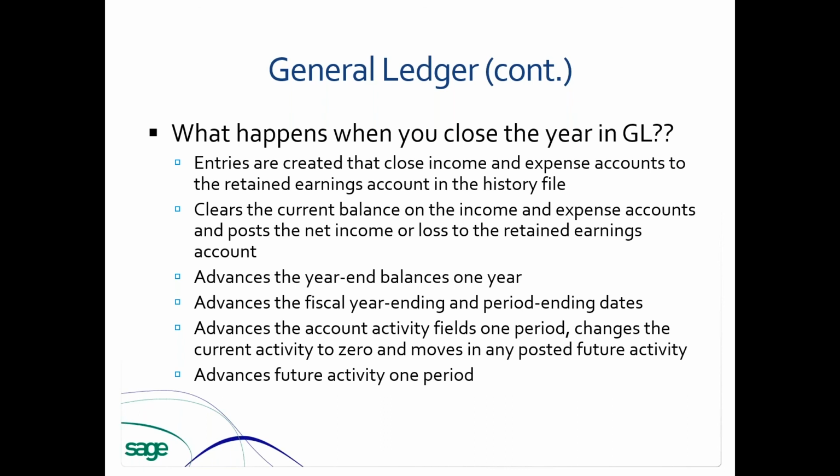It advances the dates on your prefixes by 1 month. It advances all the account activity fields by 1 month. And then anything that had been posted into the future, if that future period becomes current, it's adding that amount to the current balance on the Balance tab.